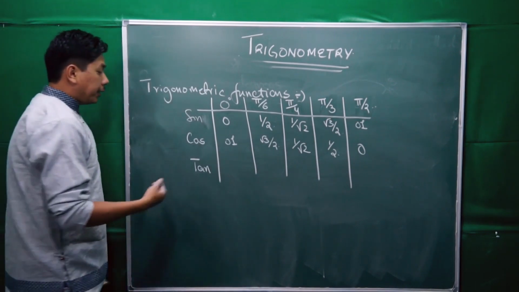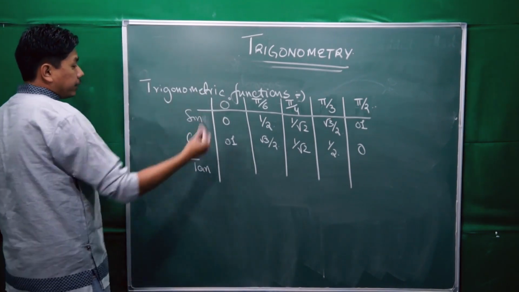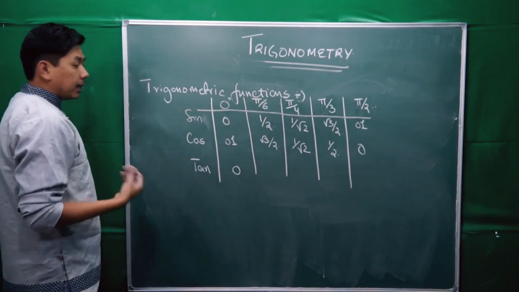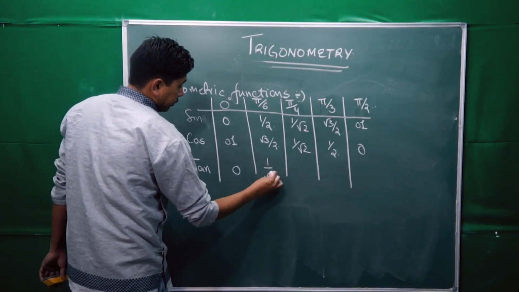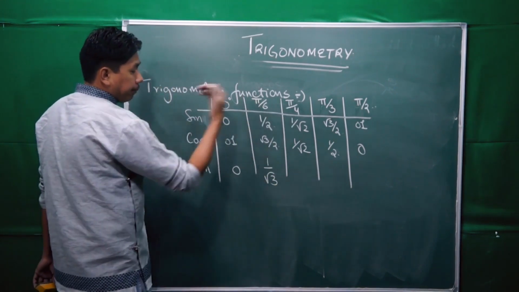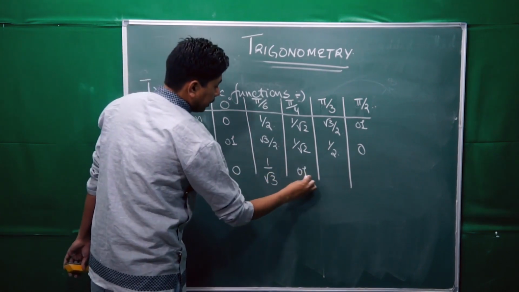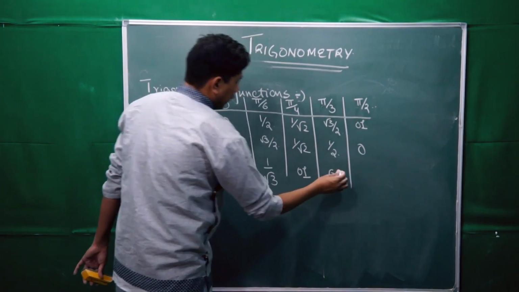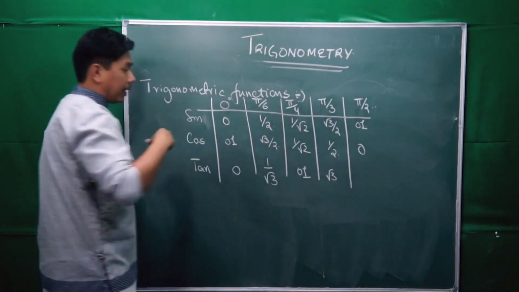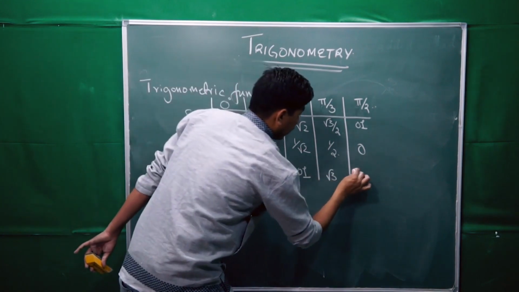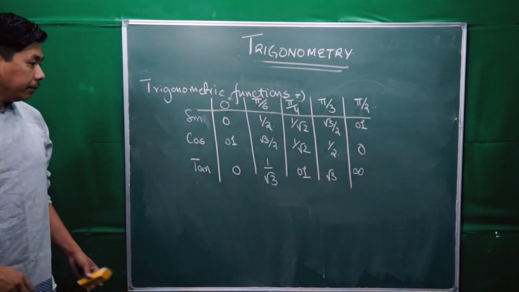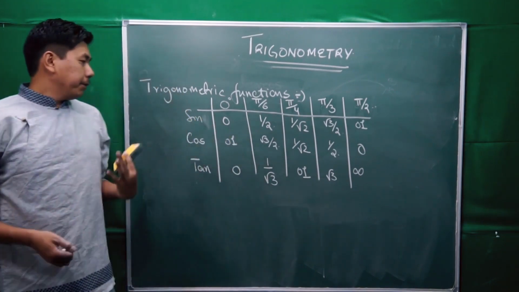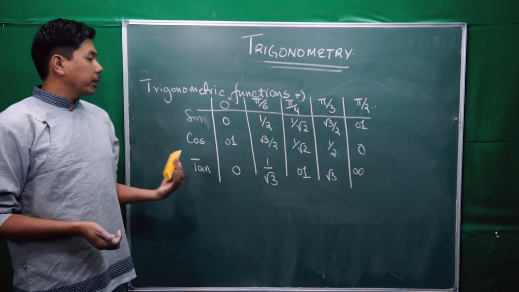Simple. Now for tangent of certain angles, tan of 0 would be 0. Tan of 30 degree or pi by 6 would be 1 by root 3. For tan 45 or pi by 4, it would be 1. And for tan pi by 3, it would be root 3. And for tan 90 degree, it would be undefined. Okay. So this is the various previous knowledge that we had about trigonometric ratios and the table.